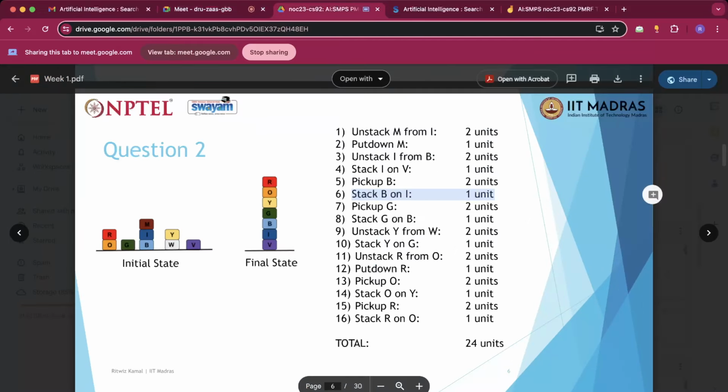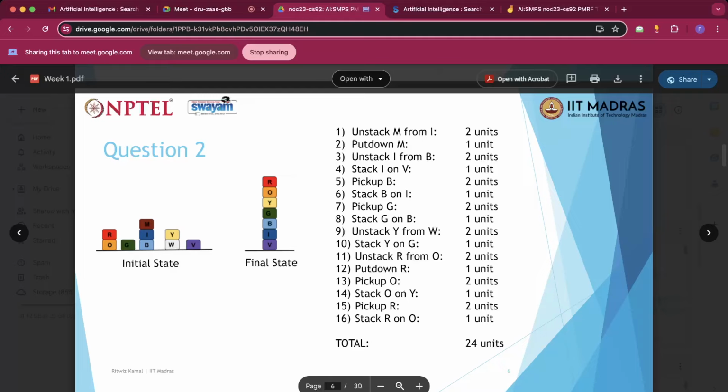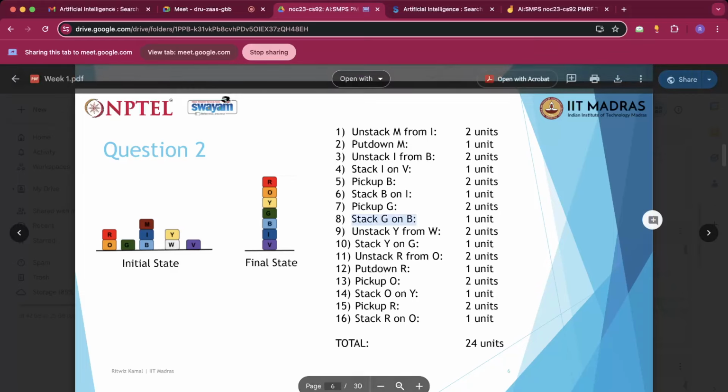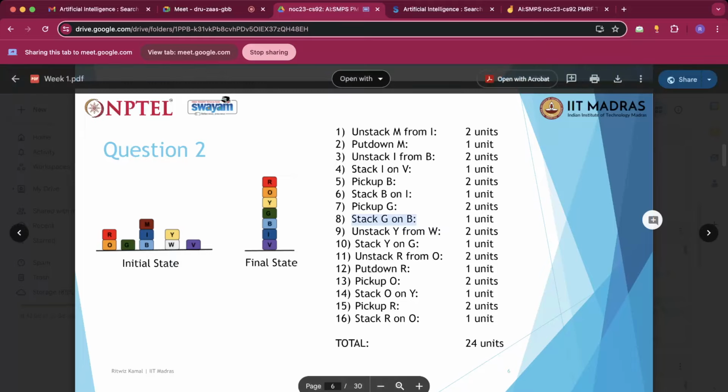Okay, so now we have VIB. Once we have VIB, next we want G. G already is free, as you see in the initial state. There's nothing on top of G, so we just pick up G and then we stack G on top of B. So this is the action. Next we want Y. So we unstack Y from W and then we stack it on top of G.